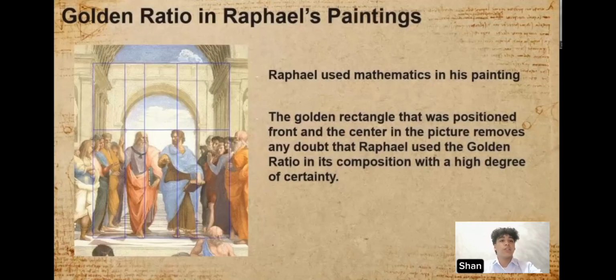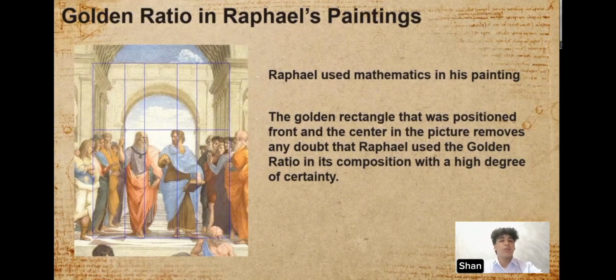Next is the golden ratio in Raphael's painting. Raphael used mathematics in his painting. Raphael is renowned for using mathematical concepts in his artwork such as perspective, the vanishing point, and the golden ratio. His application of this concept revolutionized the study of perspective in art and produced more realistic and arresting images to give the people in his art and painting a sense of depth and spatial relationship with their environment.